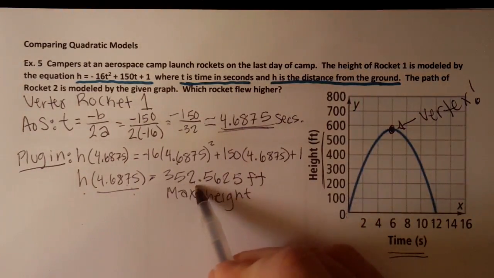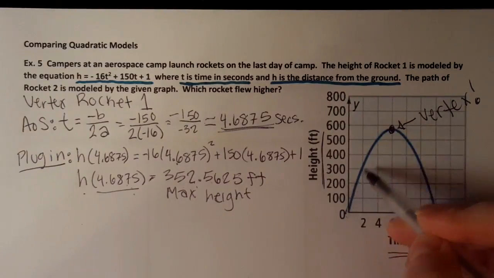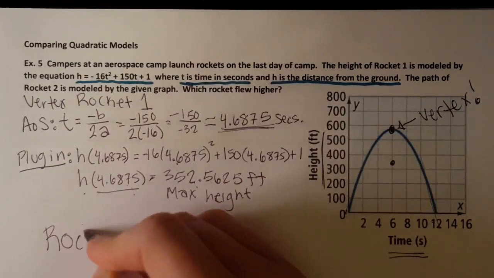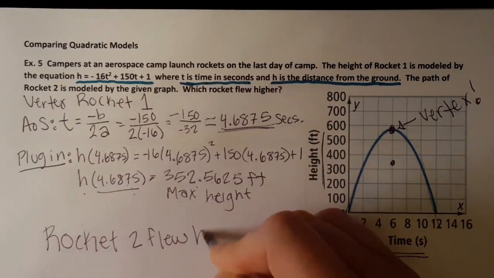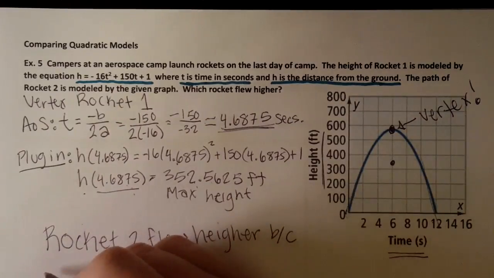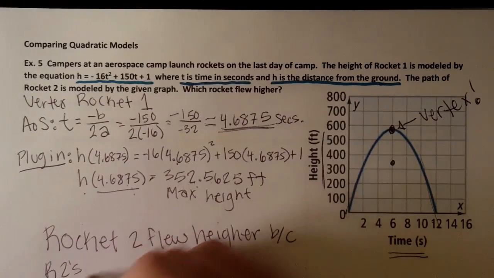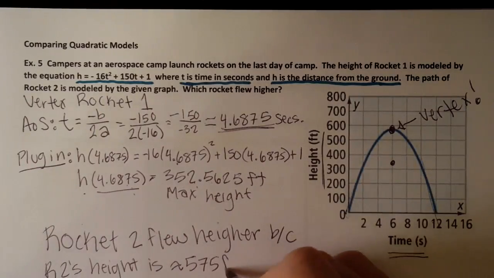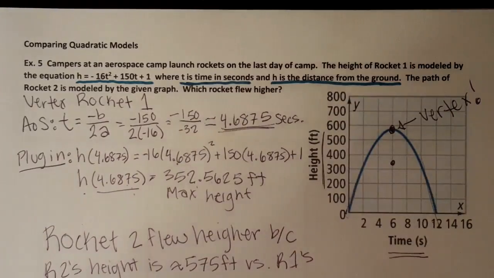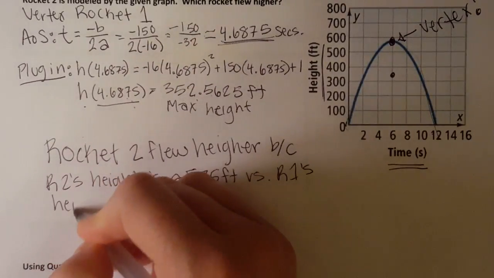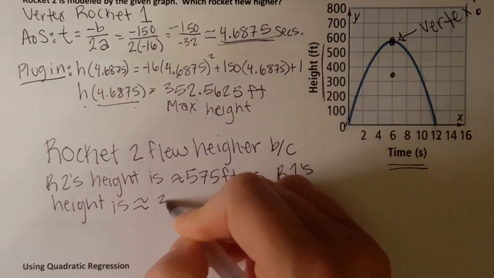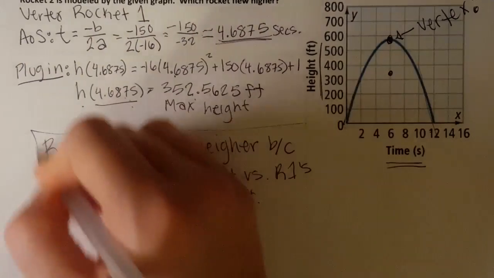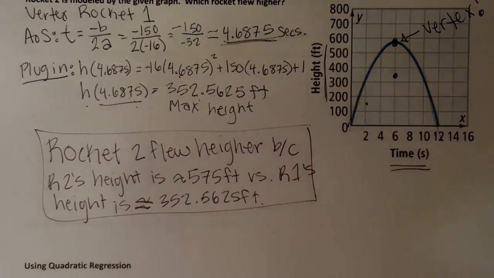So let's compare. 352.5, approximately 353. Let's see who goes higher. 353 would be about right there. So obviously rocket 2 flew higher, because rocket 2's height is approximately 75 feet versus rocket 1's height, which is 352.5625. So that's actually the exact value, not approximate, in feet. So it's obvious that rocket 2, modeled by the graph, flew higher.